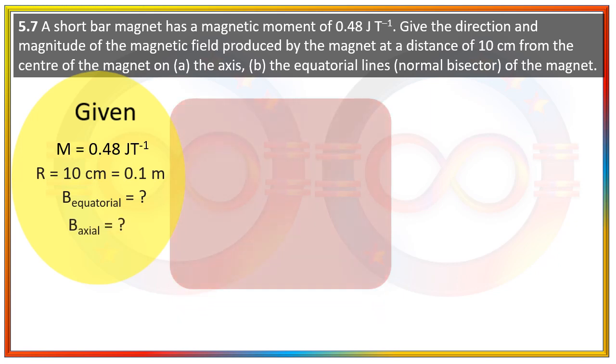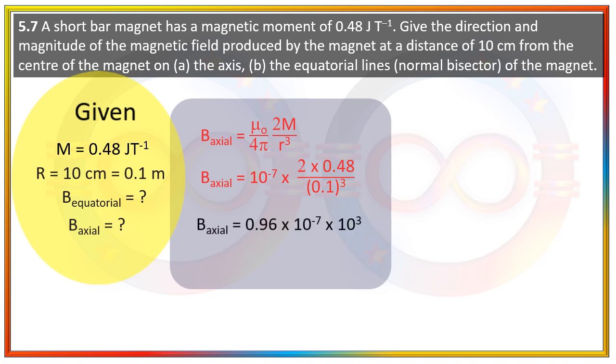The formula for the field at the axial line is mu naught upon 4 pi, into 2 times the magnetic moment upon distance cube, that is r cube. So mu naught upon 4 pi is 10 raised to minus 7, 2 times m value 0.48, and the 10 centimeter distance we have to change into meter as 0.1, cubed. If we simplify, it is nothing but 9.6 into 10 raised to minus 5 Tesla.